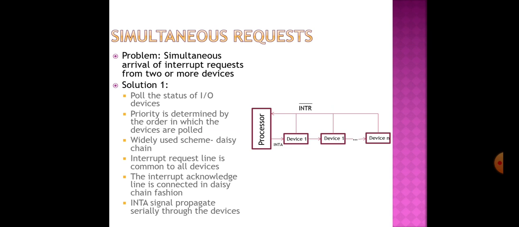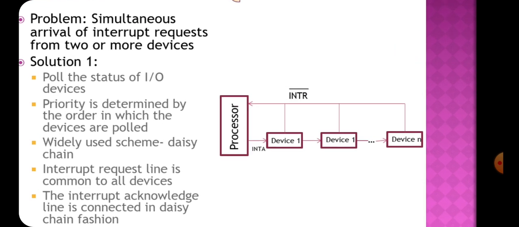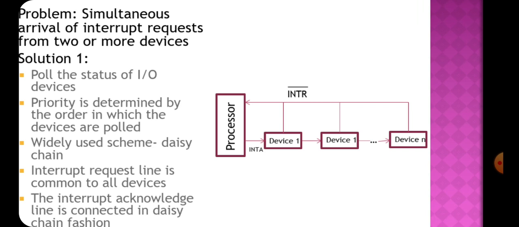The first solution is to poll the status of IO devices and find the priority of each of the devices. Here the priority is determined by the order in which the devices are polled, and a widely used scheme is daisy chain. A diagrammatic representation of daisy chain is given here.